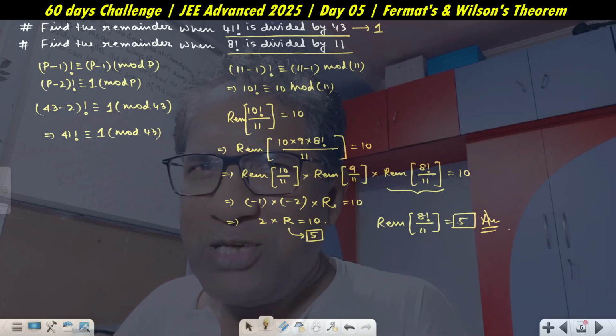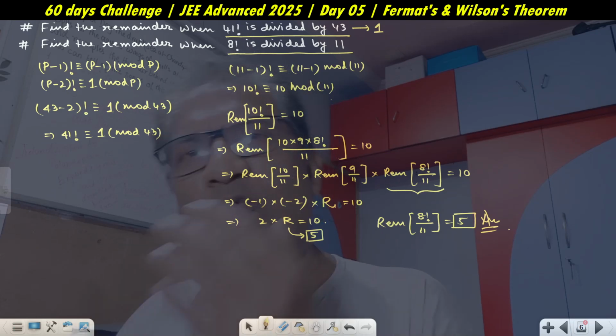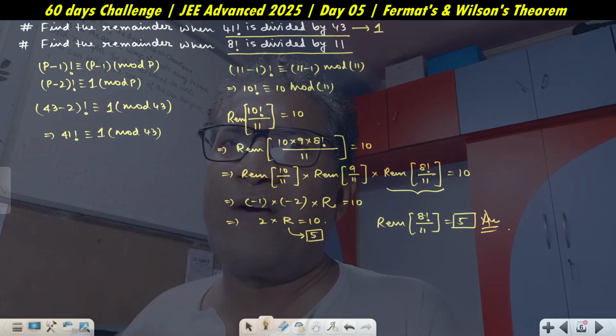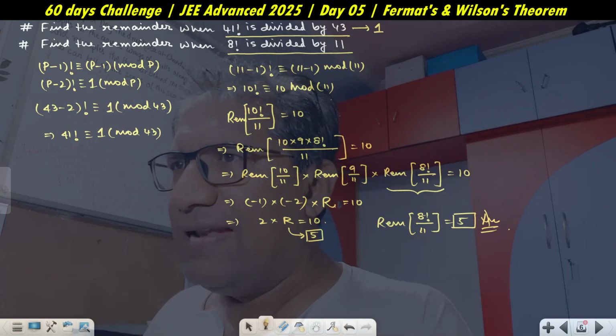Isn't it very easy to solve this kind of problem when factorial is involved in it? Whenever factorial is involved and we have to find out the remainder, we will always think about Wilson's theorem. Let me take another example.